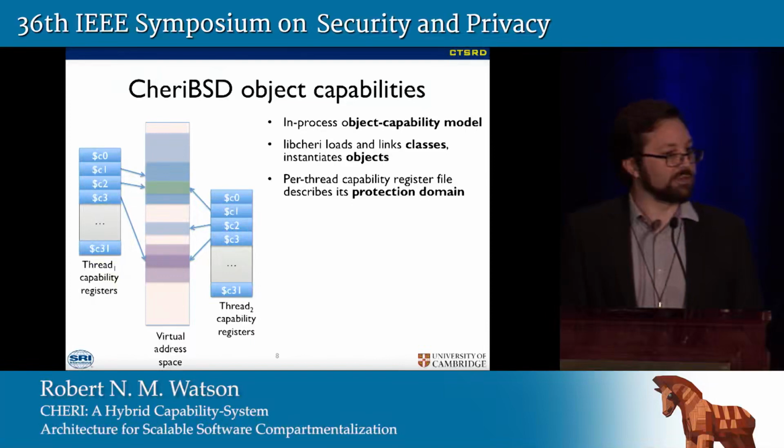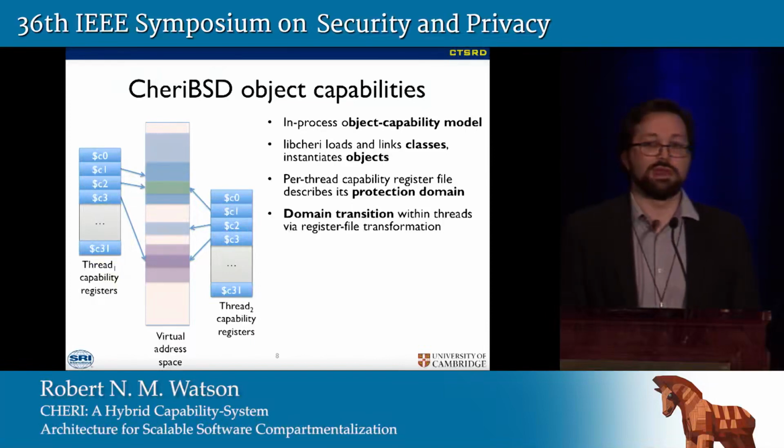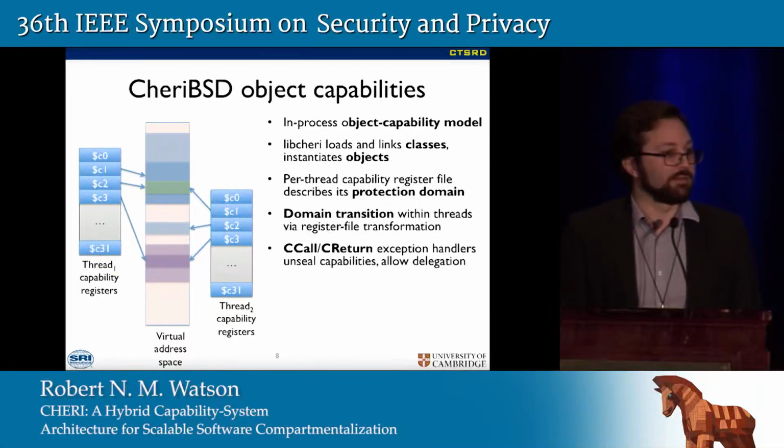This is going to describe its current protection domain. When we perform domain transition, we're going to do it within threads. So we're not going to have to enter the scheduler or do a number of other complicated kernel functions. We're just going to transform the register file. And what we're going to do is unwrap these sealed capabilities using the kernel's privileges, allowing us to transition between mutually distrusting domains in user space.